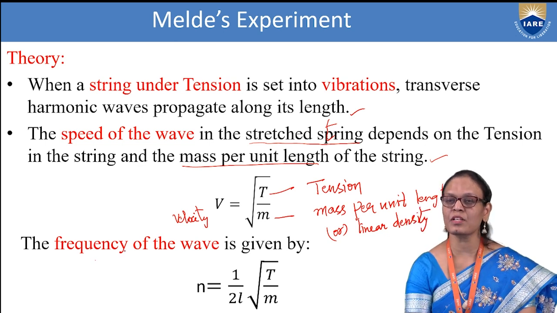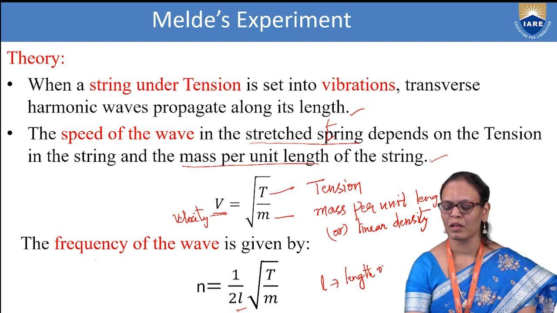Now, once you get the velocity, you can find the frequency of the wave using n is equal to 1 by 2L under root T by m, where T and m are the same tension and mass per unit length, and L here stands for the length of the loop, the length of the loop that is formed.